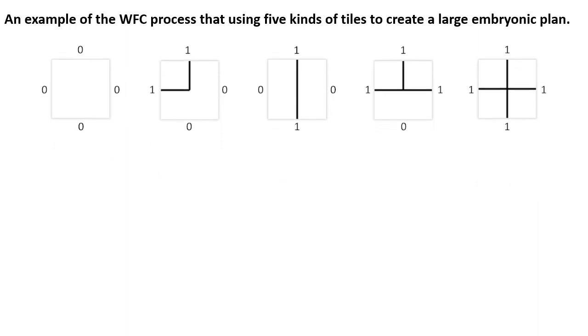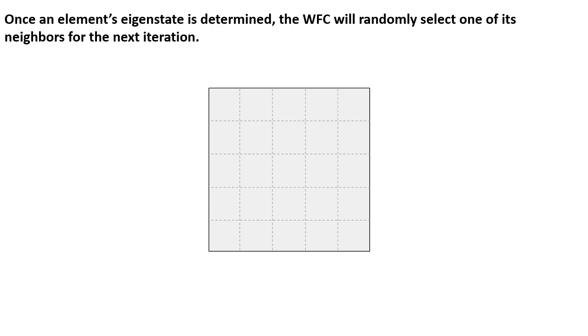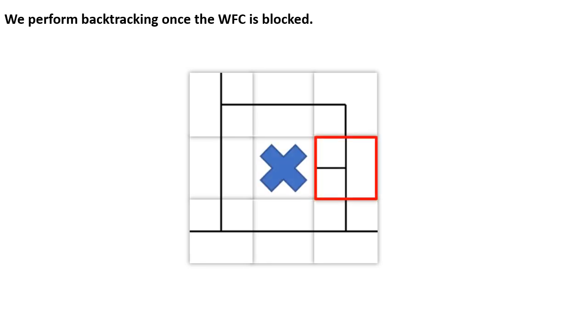Our generative model leverages the wave function collapse algorithm to merge tiny tiles into larger patterns. The wave function collapse algorithm randomly determines the eigenstate of a certain element and then tackles its neighbors. When zero eigenstate occurs, backtracking is performed to change the eigenstate of a previous tile to ensure the algorithm continues.